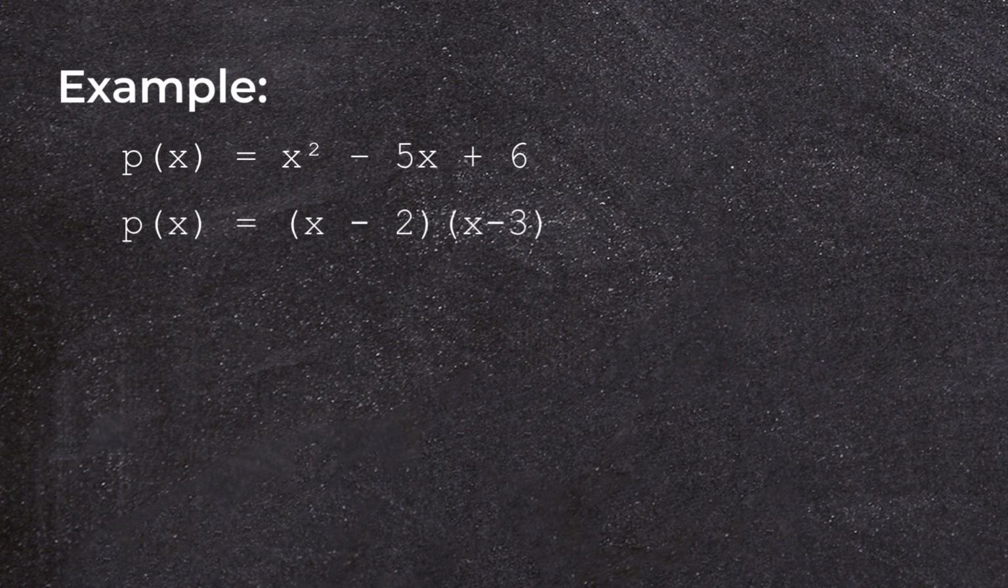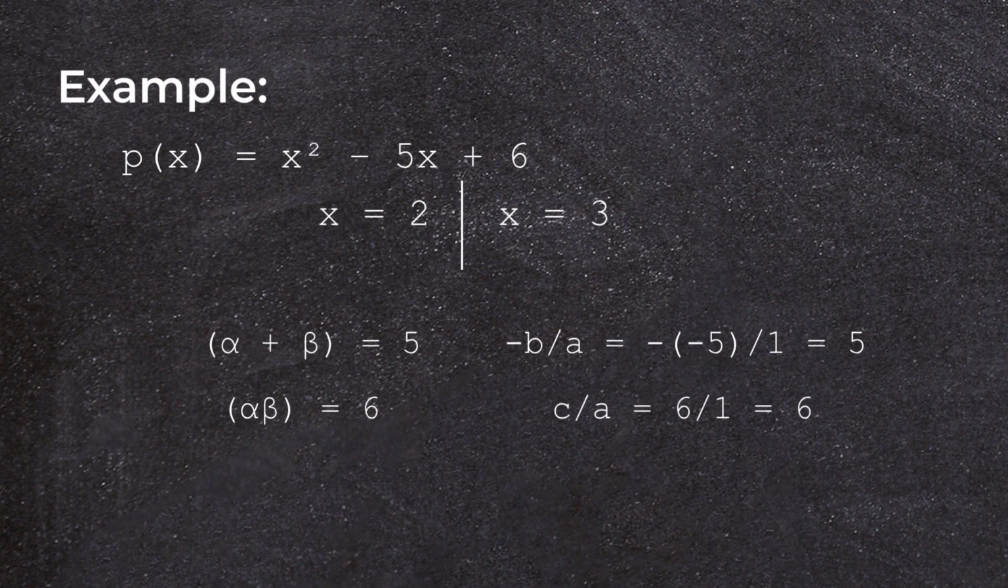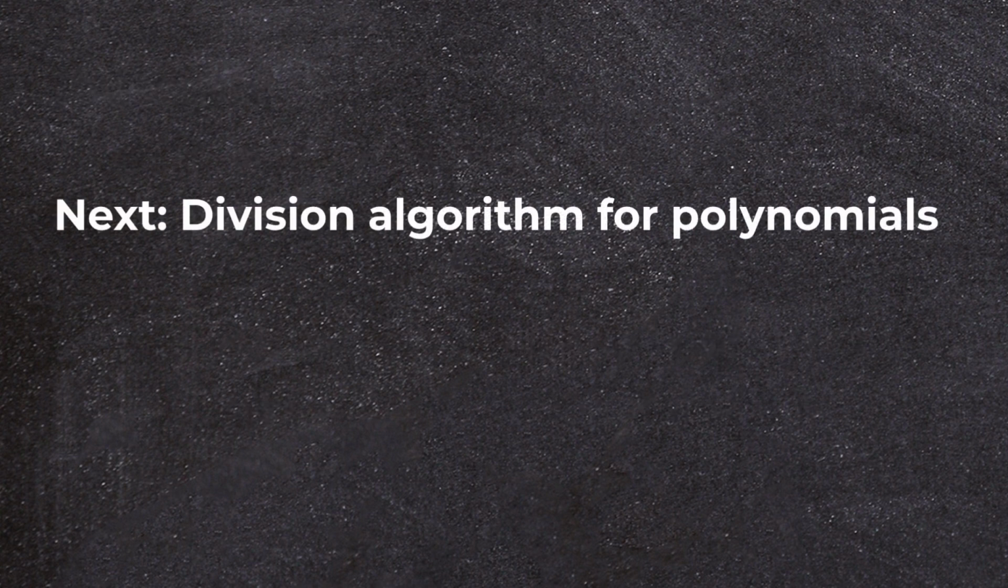Let's solve a real example. We factorize x^2 - 5x + 6 to get (x - 2)(x - 3). So, zeros are 2 and 3. Their sum is 5, which equals -(-5)/1, and their product is 6, which equals 6/1. It matches perfectly. In this video, we covered what polynomials are and how zeros are linked to coefficients.